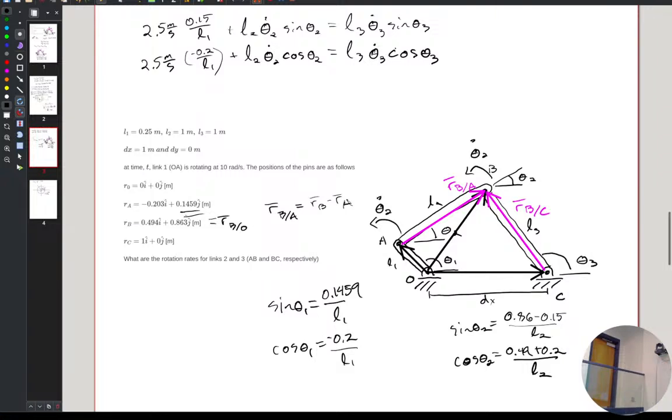Because really we're saying that RBA is RB minus RA. So in the top one, when we went up, we subtract that RA. So as we went backwards and then forward, now we've got minus negative 0.2.